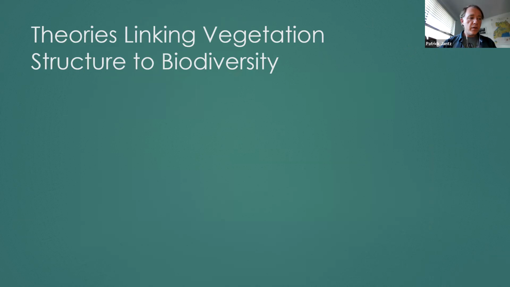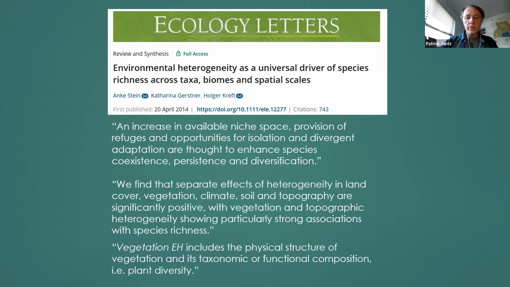But we also think that it might help us identify areas that are high in biodiversity, or at least unique in biodiversity. And so one thing that we started with in this project was trying to understand, from first principles, why might we expect there to be a relationship between biodiversity and forest structure? And so there's several theories out there, a couple that helped inform our work.